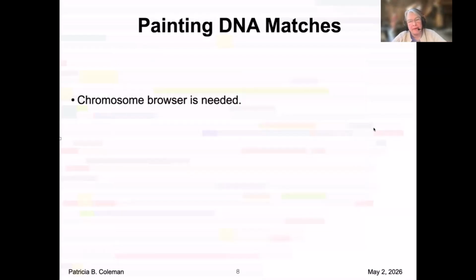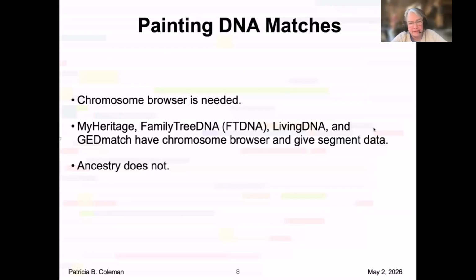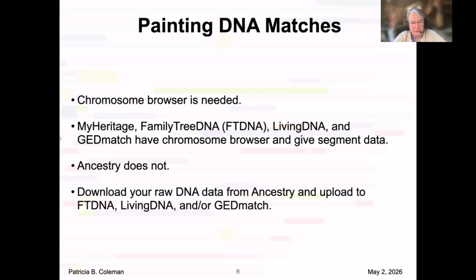So for DNA Painter, you need a chromosome browser in order to get the segment data. So MyHeritage, Family Tree DNA, Living DNA, GEDmatch all have chromosome browsers and give you segment data. Ancestry does not. And so the suggestion is always download your raw DNA from Ancestry and upload to Family Tree DNA, Living DNA, and/or GEDmatch. Used to be able to upload to MyHeritage, but they're not accepting uploads anymore.